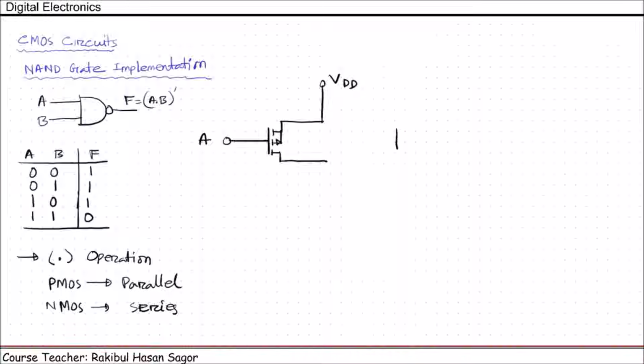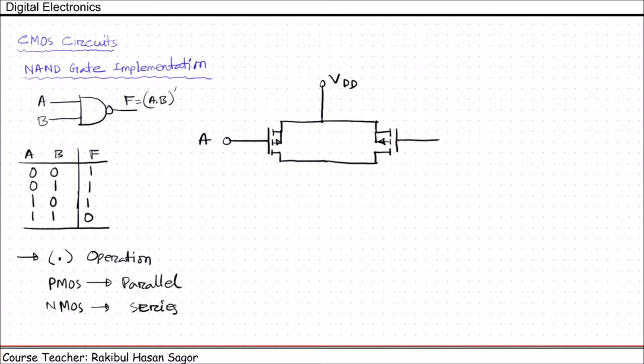So let me draw that, because PMOS are to be connected in parallel for this dot operation whenever we have it. So this will be connected like this, and this is B. So we have PMOS number 1, let's name it Q1, and this is Q2. Now this portion is the pull up network.